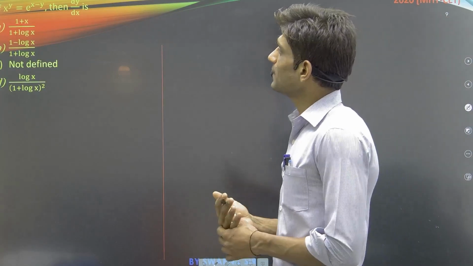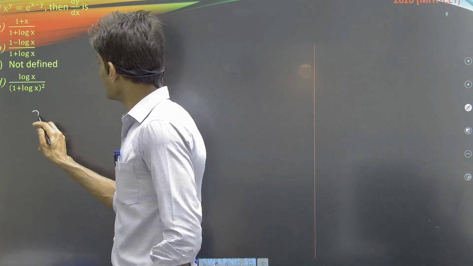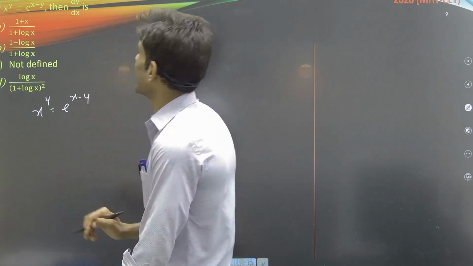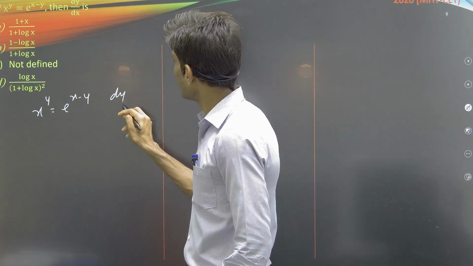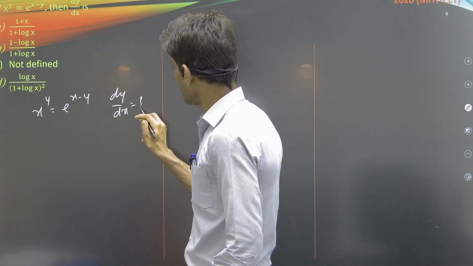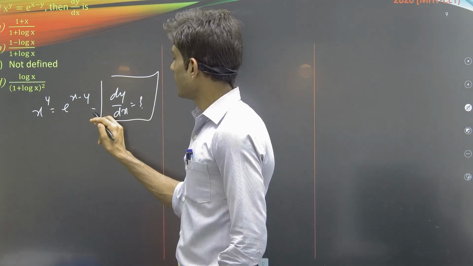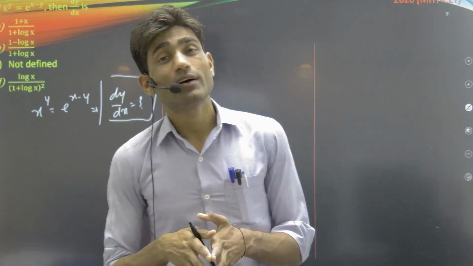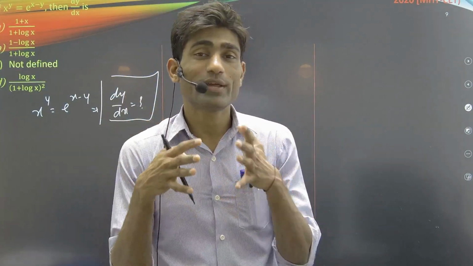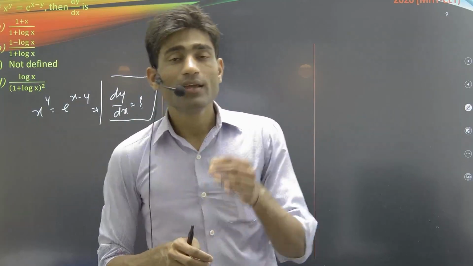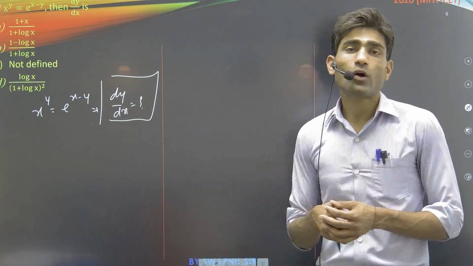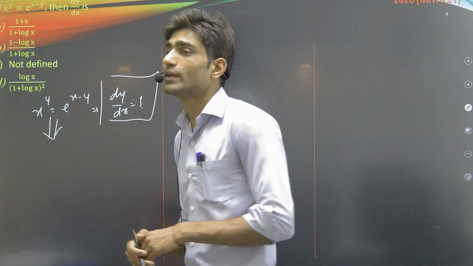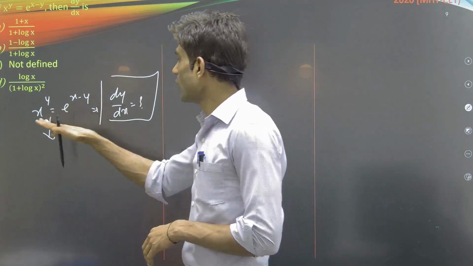In our next example, we are given the function x to the power y equal to e to the power x minus y, and we have to find the value of dy by dx. Our example represents a function to the power function. In this situation, we have to apply logarithmic differentiation. That means apply log on both sides.